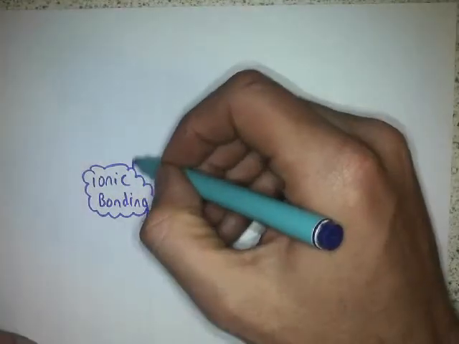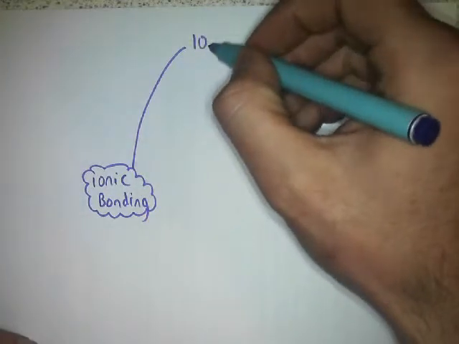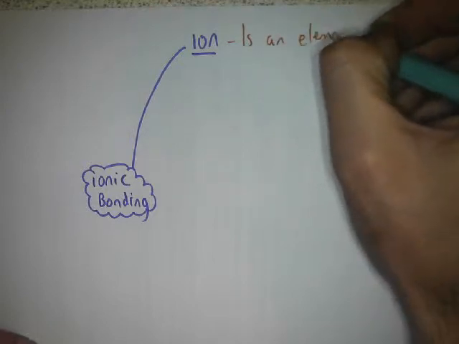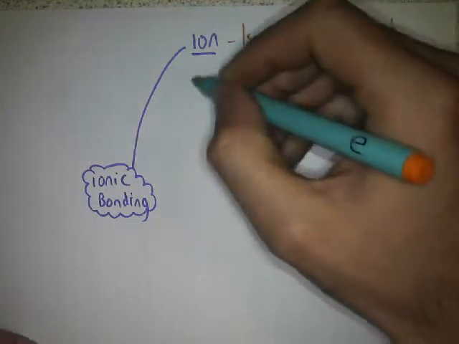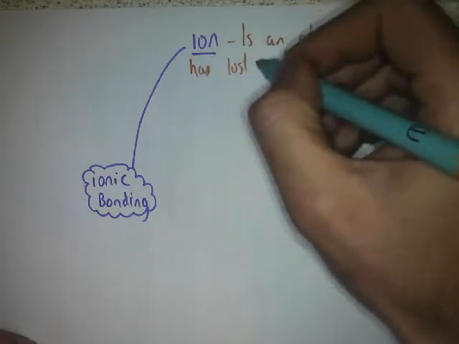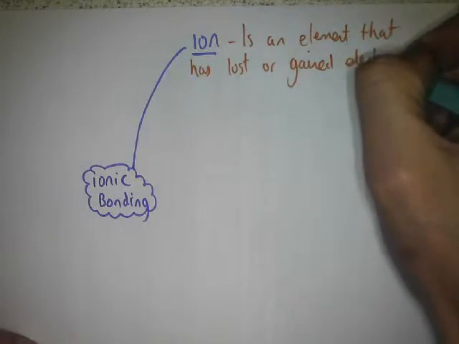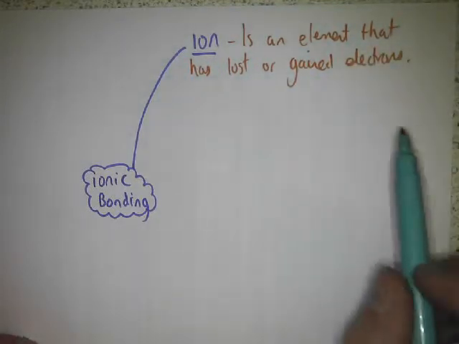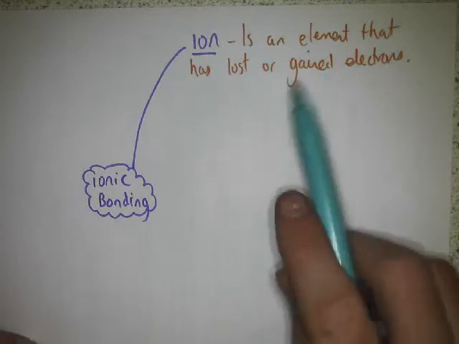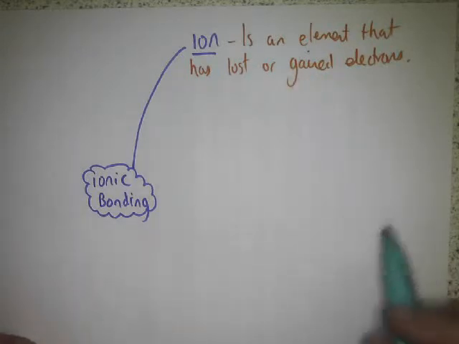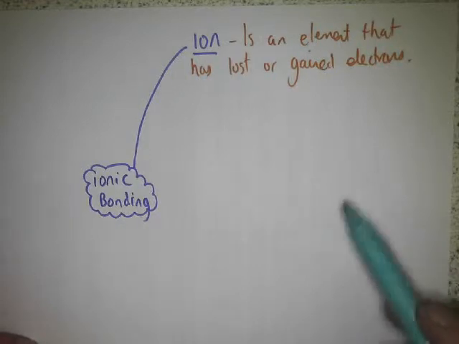Before we start, we need to be clear in our minds what an ion is. That is mentioned in the name ionic bonding. So what is an ion? An ion is an element that has lost or gained electrons. 2 marks there. Element lost or gained electrons. And that's a very, very common question. Define the term ion.